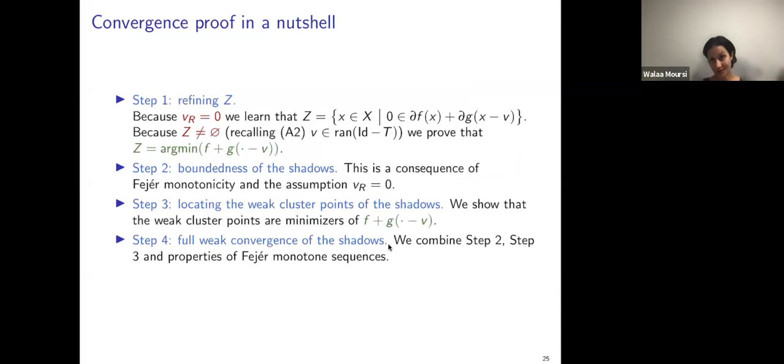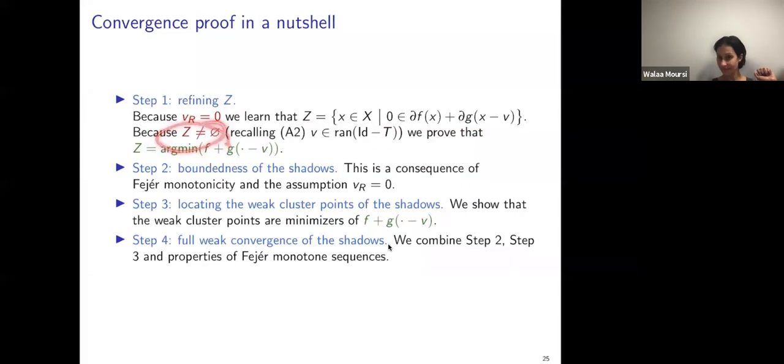How do we get convergence? Because I said I'm going to tell the complete story. At the end, I will comment on the assumptions, but how do we get convergence? In 4 steps, I'm going quickly to comment on that. So the first thing is we refine the definition of Z. We use the fact that VR is 0 and we simplify Z.